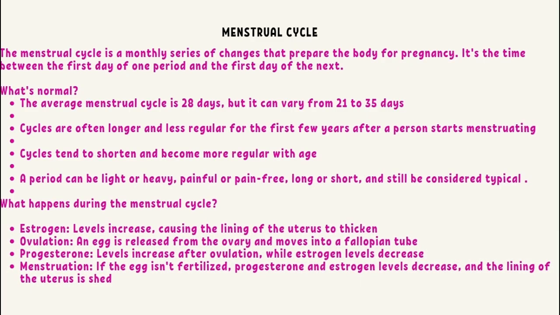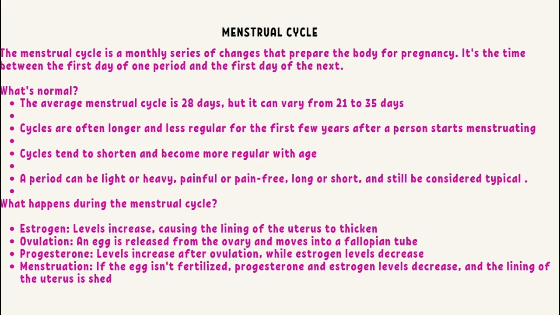Then the menstrual cycle. The menstrual cycle happens every month and prepares the body for pregnancy. If there's no implantation, there will be no pregnancy. So no implantation equals having a menstrual period, basically. Technically they say it should be every 28 days, but it can vary from 21 to 35 days.